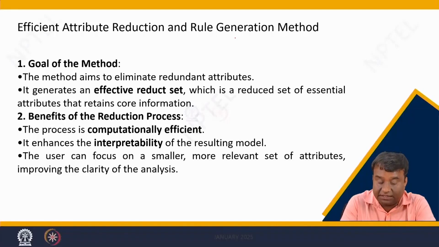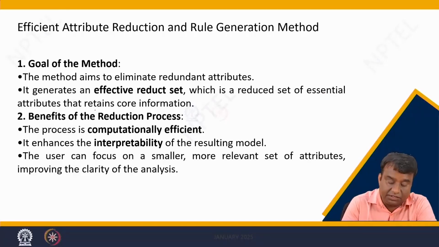Efficient attribute reduction and rule generation method. Goal of the method. The method aims to eliminate redundant attributes. It generates an effective reduct set, which is a reduced set of essential attributes that retains core information. Benefits of the reduction process. This process is computationally efficient. It enhances the interpretability of the resulting model. The user can focus on a smaller, more relevant set of attributes, improving the clarity of the analysis.